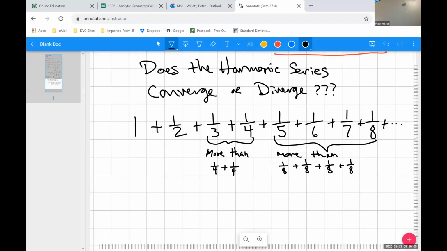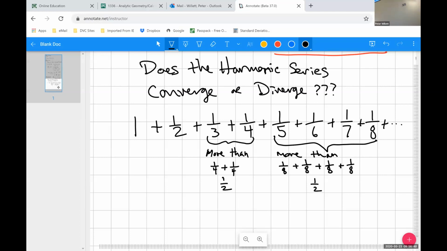So the next 4 numbers are more than 4/8. So I've set up a pattern here to try to explore whether this infinite series converges or diverges. The pattern is that the first number is a 1, and then we have a 1/2 added. Then the next 2 numbers will total more than 1/2. Then the next 4 numbers will total more than 1/2. Then I could go for the next 8 numbers, which would end with 1/16.